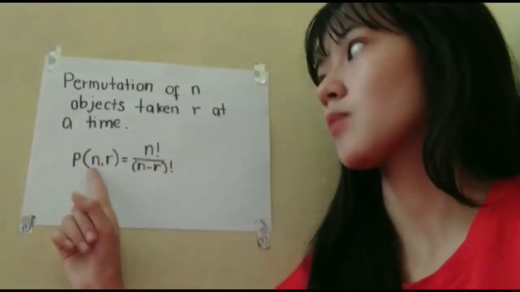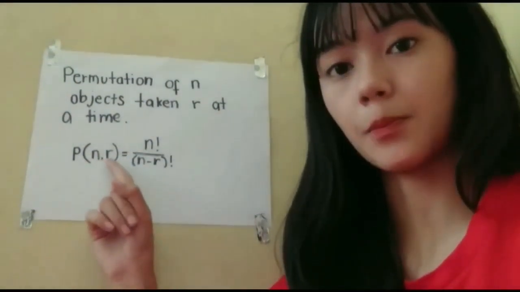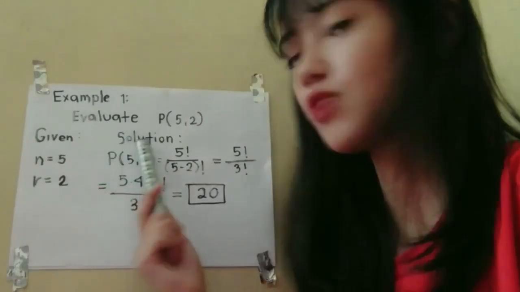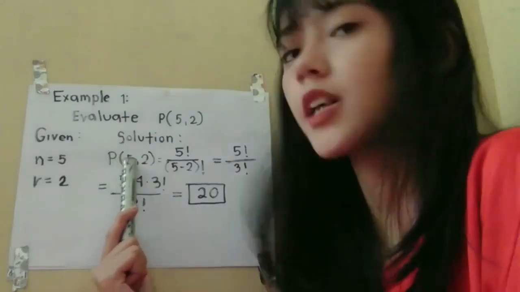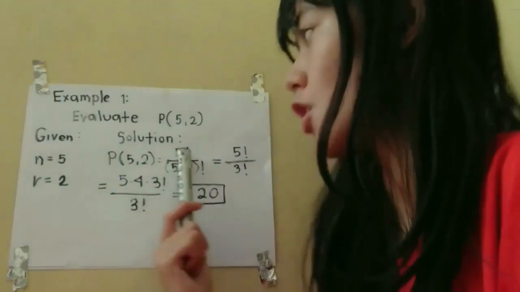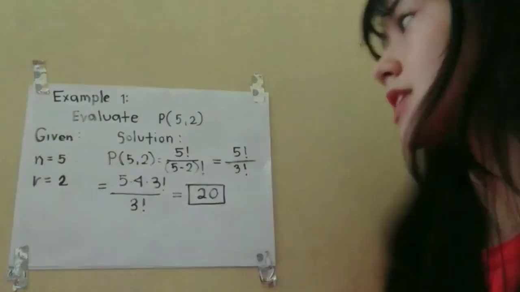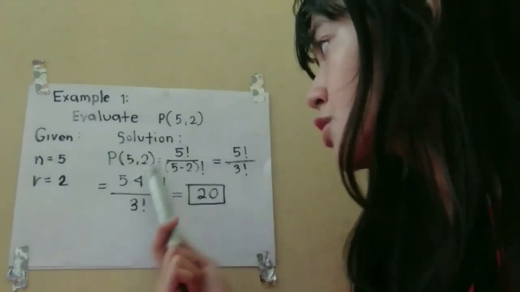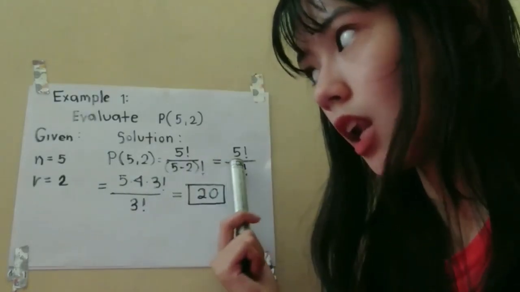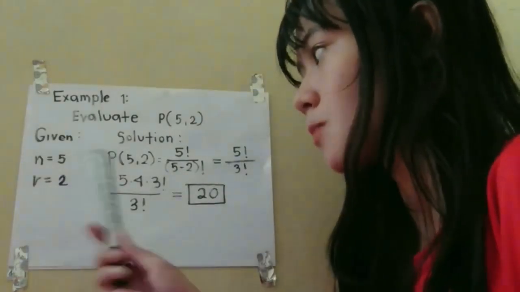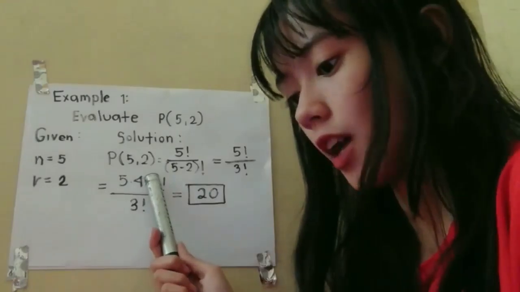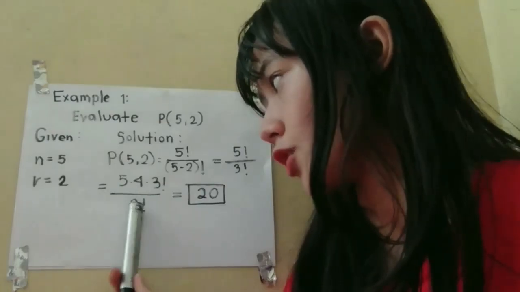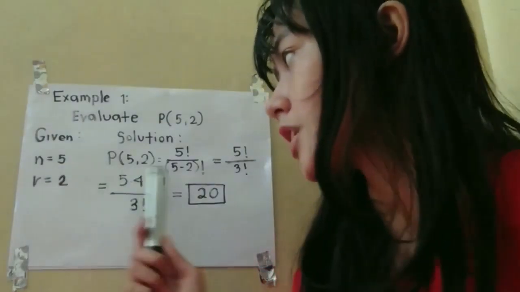Using this formula, permutation of n objects taken r at a time equals n factorial over n minus r factorial. This is the solution. Permutation of 5 objects taken 2 at a time equals 5 factorial over 5 minus 2 factorial. Simplify 5 factorial over 5 minus 2 factorial. So 5 minus 2 factorial becomes 3 factorial. And then 5 factorial equals 5 times 4 times 3 factorial. We will stop at 3 factorial since we have 3 factorial in the denominator. And we will cancel 3 factorial.